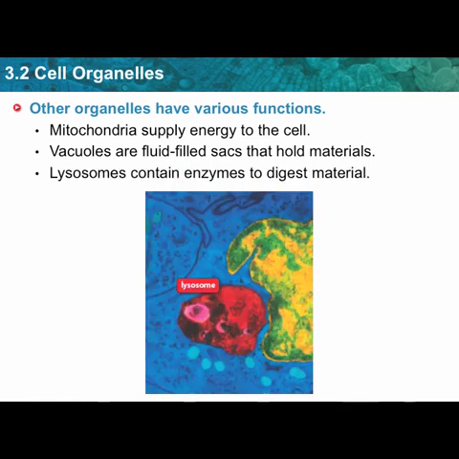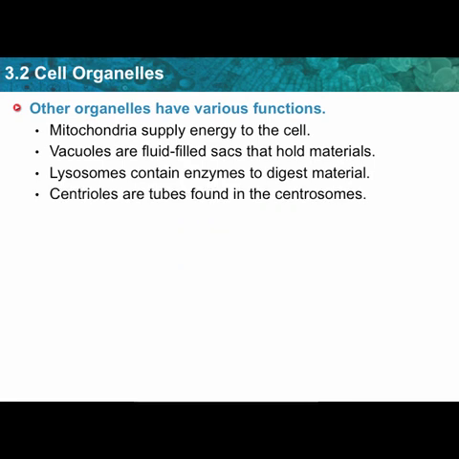Lysosomes contain powerful enzymes to digest and break down materials. They can break down and recycle old broken down organelles or large molecules, or, if it's an animal cell, they take in a large clump of food. They can help break it down into its parts, sugars and amino acids that the cell needs to live.